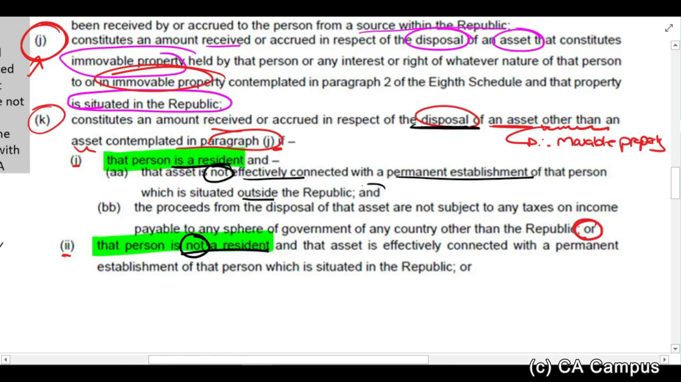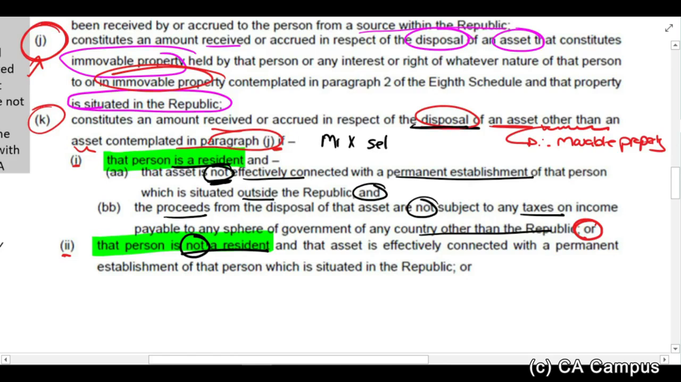Right, so if a resident disposes of it and it is not effectively connected with a permanent establishment outside of the Republic, and the proceeds from that disposal are not subject to any taxes in another country, then it is from a South African source. So if a South African resident sells it and it's not connected to a permanent establishment of that person outside the Republic.